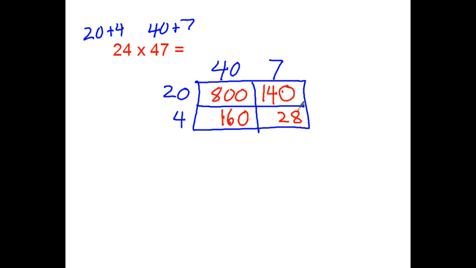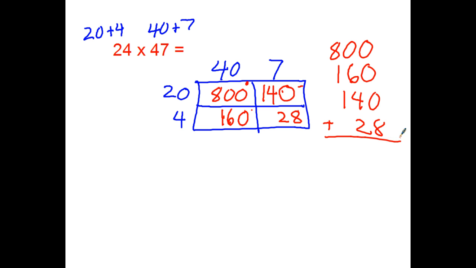And what I've done so far is just find the area of each individual part. What I need to do now is add them together. And I always want to start with the biggest number up here. And then I like to just work my way up and down to make sure that I don't forget anything. So 800 plus 160 plus 140 plus 28. And if I add them all up, there's my 8, 6, 10, 12, carry my 1 up here, 9, 10, 11, 1,128. So 24 times 47 equals 1,128.